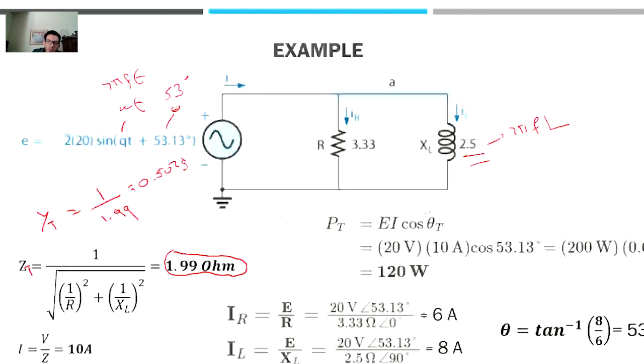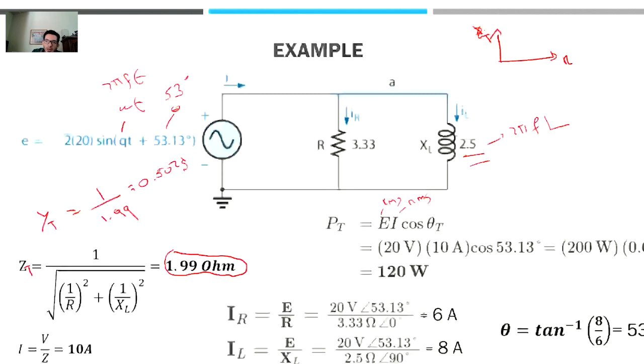We know that the total power is the voltage times the total current, well, actually, remember, this is the RMS voltage times the RMS current, times the cosine of the angle between the resistor and the imaginary reactance or capacitance or impedance.